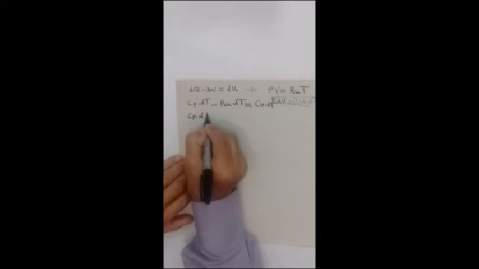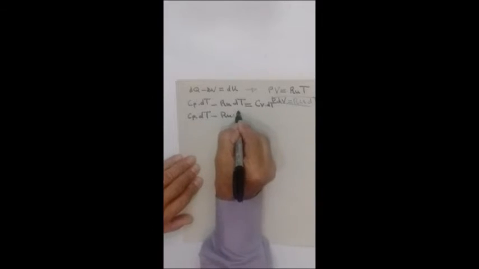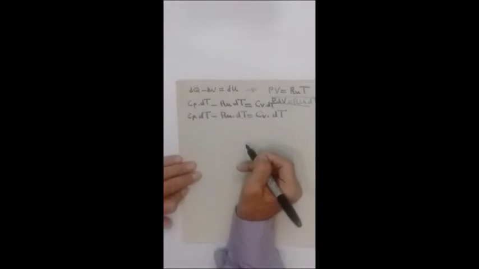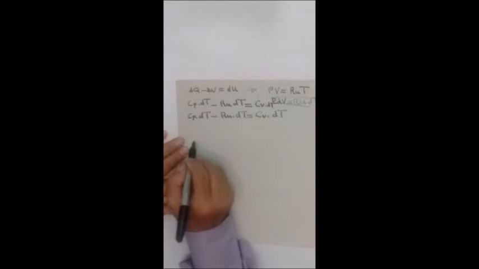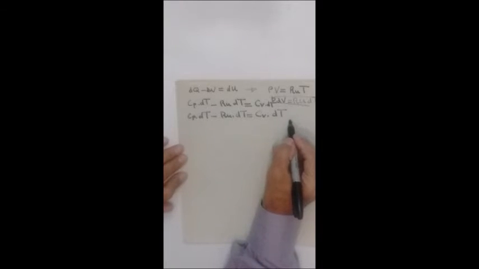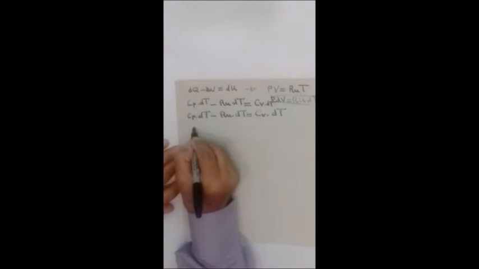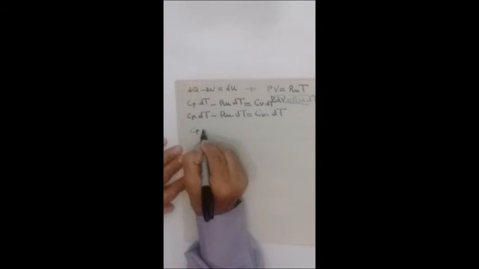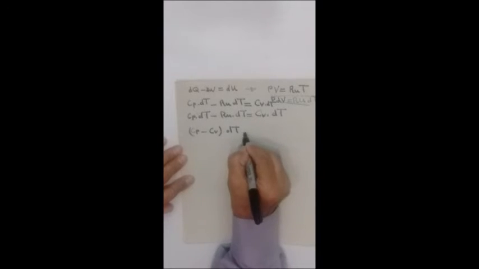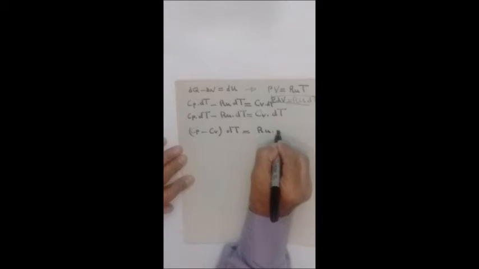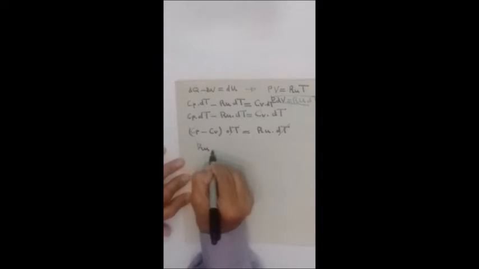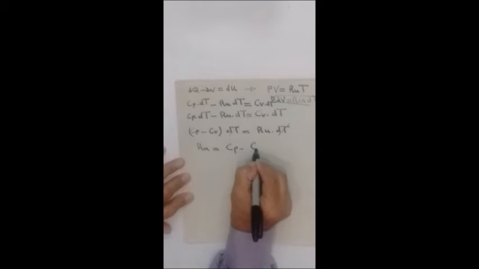Cp dT minus RU dT equals Cv dT. And transferring RU dT to the right hand side, and Cv dT to the left hand side, we have Cp minus Cv dT equals RU dT, cancelling dT with dT, then RU equals Cp minus Cv.